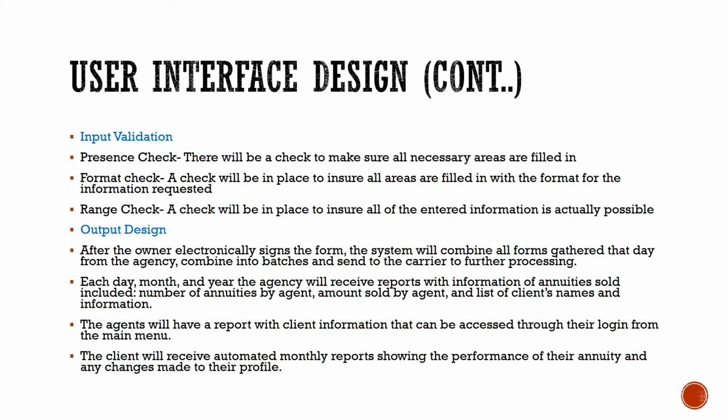So for the output, the owner is going to electronically sign it, and the system is going to combine all the forms together in a table that's going to be sent to the agency to process. Each day, month, and year, the agency will receive reports with the information of the annuity sold. That's going to include the number of annuities by agent, amount sold by agent, and the list of clients' names and information. The agents will have a report with the client information that can be accessed through their logon from the main menu, and the client will receive automated monthly reports showing the performance of their annuity and the changes that they made in their profile.